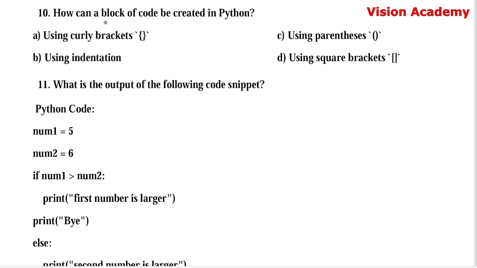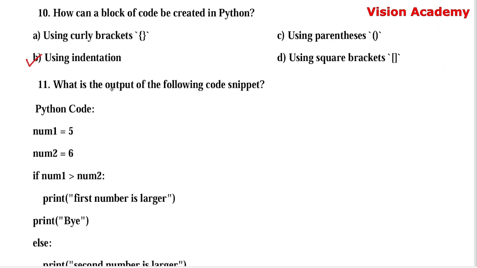Question number 10. How can a block of code be created in Python? Option A, using curly brackets. B, using indentation. C, using parenthesis. D, using square brackets. Here, option B, using indentation is the right answer.